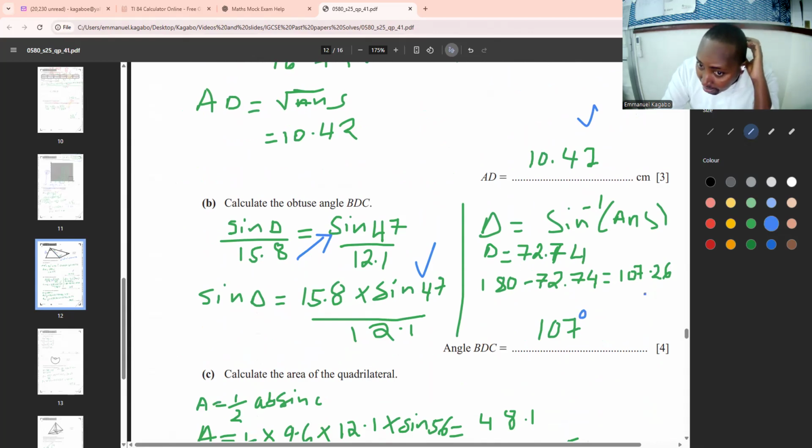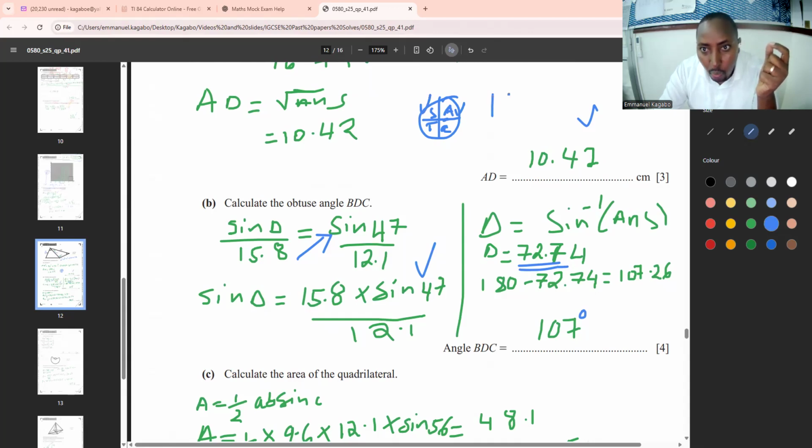Now, the angle I'm getting will be an acute angle. It's an acute angle, which is less than 90. But they told me it's an obtuse angle. And guys, I hope you remember this. All Students Take Chemistry. Sine is positive in the first quarter and the second. How do we get the angles in the second quarter? 180 minus C, your acute angle. And my acute angle in this context is this one. So it's 72.74. That's why I did that one and I get this value.